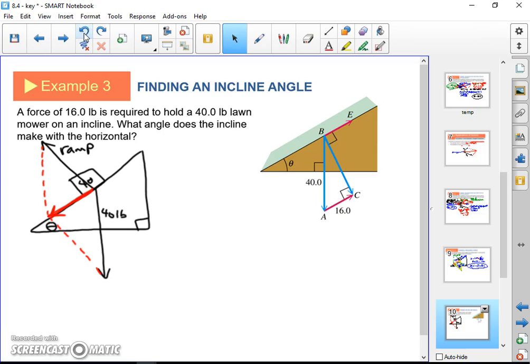They said a force of 16 pounds is required to hold a 40-pound lawnmower. So they're giving me the equilibrium. They're saying they need 16 pounds. So this must be 16. Now, again, I know there's a negative in there somewhere, but that negative is just talking about the direction. So if it takes 16 pounds of force to hold it, it must be coming down to the 16 pounds of force. Okay? The red and the blue, that's 16 pounds, is just opposite directions.